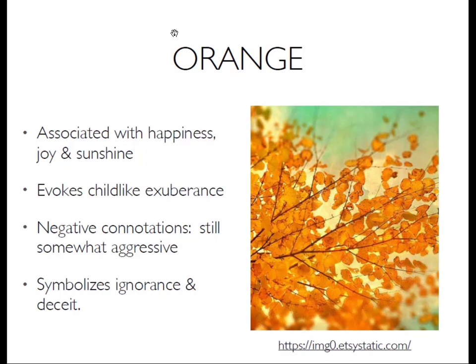Next, we have orange. Orange still carries some very similar qualities of red, being that it is so closely related to it on the color wheel. It's just right next door, they're neighbors. Orange is associated with happiness, joy, and sunshine. So these are all colors that we often associate with fall.